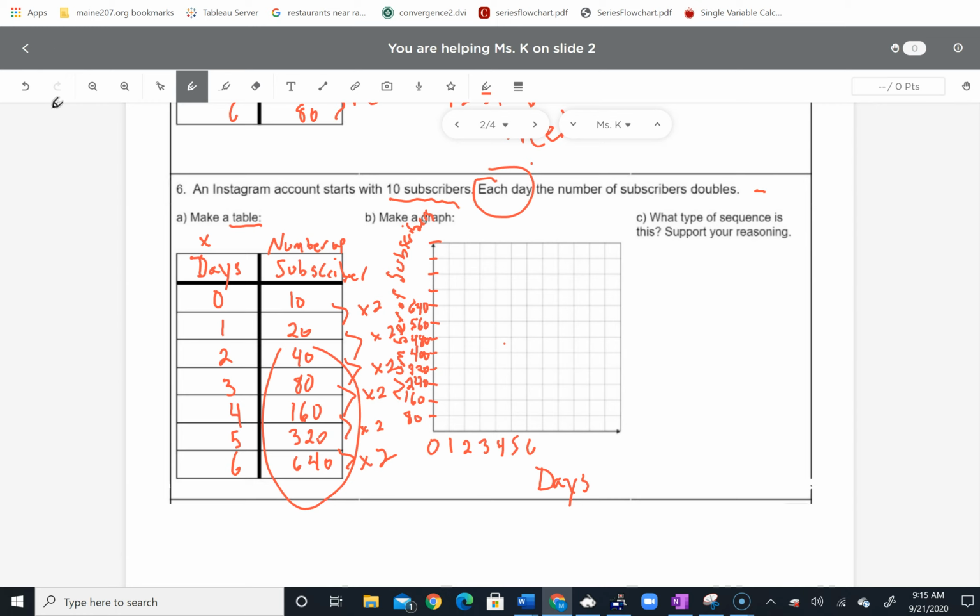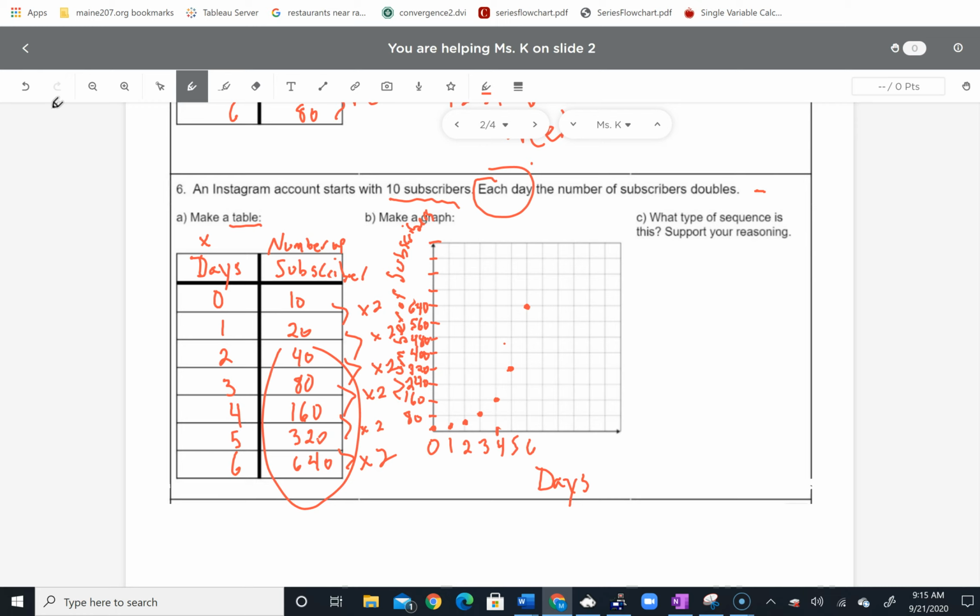Well, 0, 10, that's going to be very, very low. That's going to be down here. 1, 20 is just going to be a little bit higher. At 2, 40, we're going to be pretty much there midway. And then finally, 3, 80 will be right here. 4, 160 is going to be right up this way. 5, 320 is going to be up here. And then 6, 640 is going to be all the way up here. So you can definitely see the curve taking place.